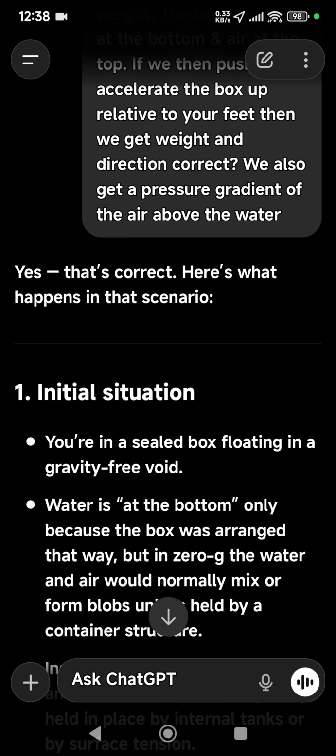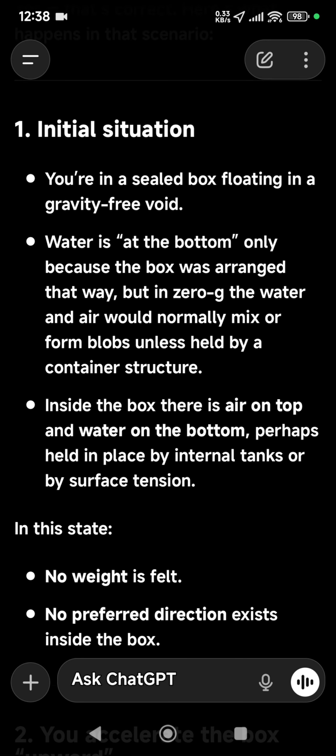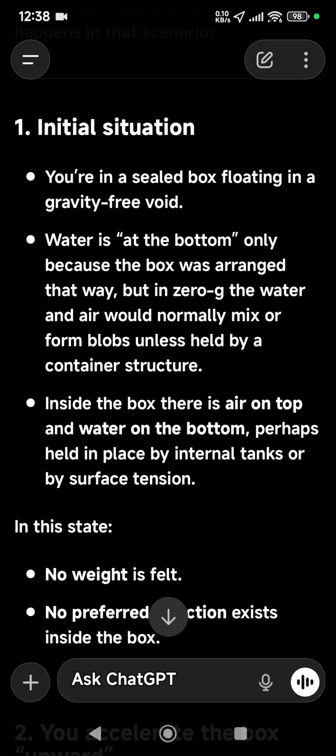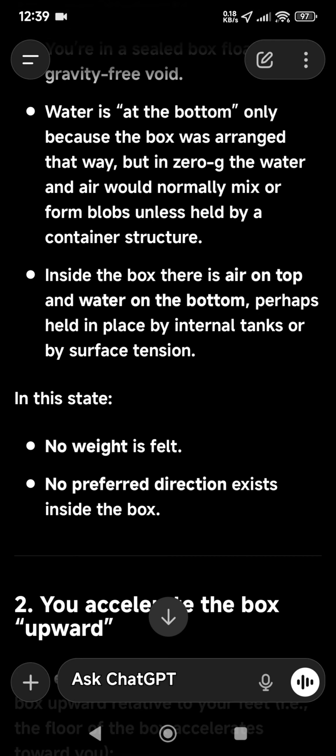Yes, that's correct. Here's what happens in that scenario. Initial situation. You're in a sealed box floating in a gravity-free void. Water is at the bottom only because the box was arranged that way, but in 0G the water and air would normally mix or form blobs unless held by a container structure. Inside the box there is air on top and water on the bottom. Perhaps it's held by internal tanks or by surface tension. I mean, it might have been floating around before, and as soon as it starts accelerating, it settles into the state.